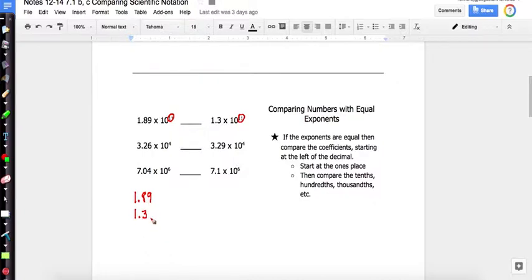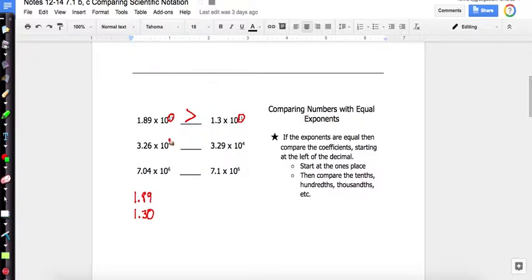So do you remember what I can add here so that they do? Good. By adding a 0, I do not change the value of the number. So we have 1 and 89 hundredths and 1 and 30 hundredths. So how does 1 and 89 hundredths compare? Good. It's greater than, so put a greater than symbol and my arrow points to the right.